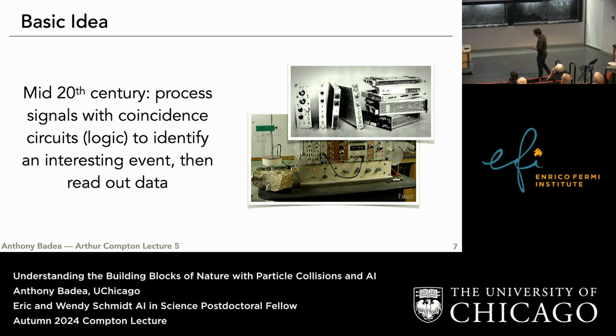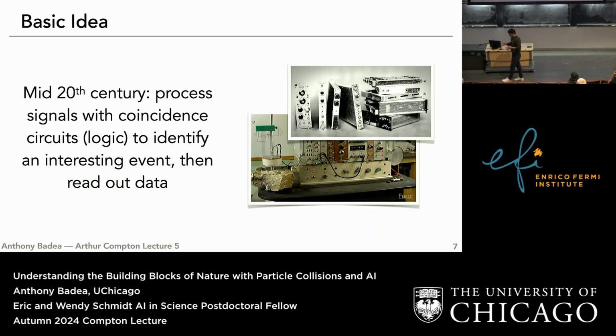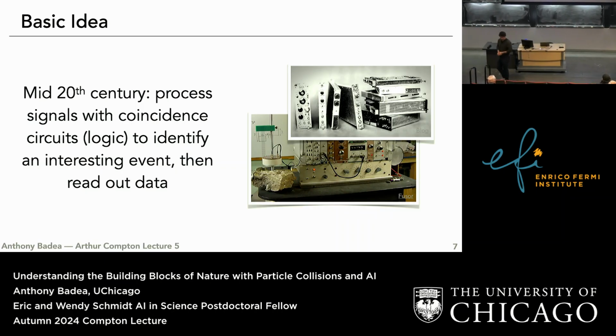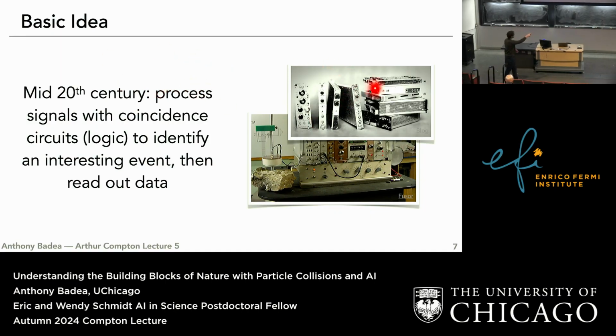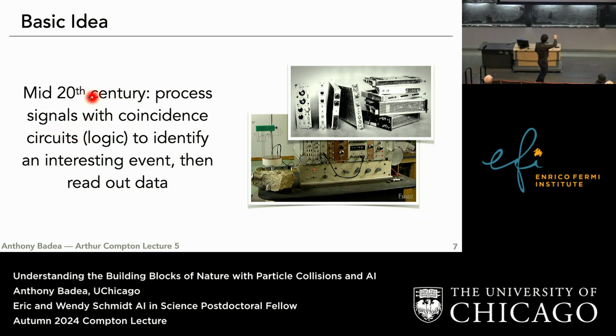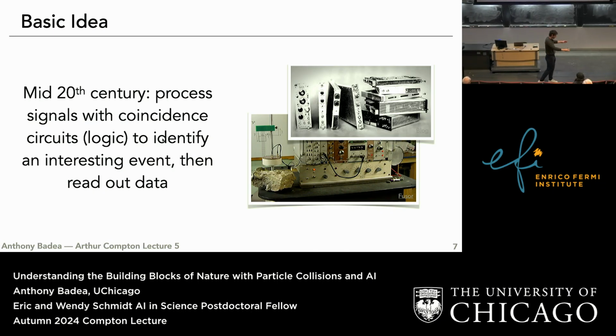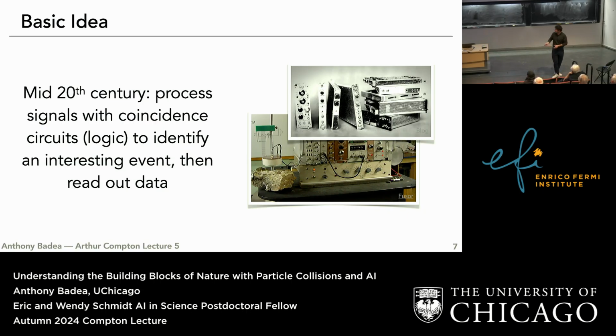This basic idea has been around for maybe 50, 60 years, much longer than that in spirit, but in practice since the mid-20th century, where basically we were able to come up with electrical circuits, packaged into these crates that people would move around for different experiments. What it would do is process signals coming from some electronics with a coincidence. So it would be two logics. You'd have two electrical signals come in. If they came in at the same time within a time window, you would say that an interesting event happened. And then if it did happen, you would read out your data.